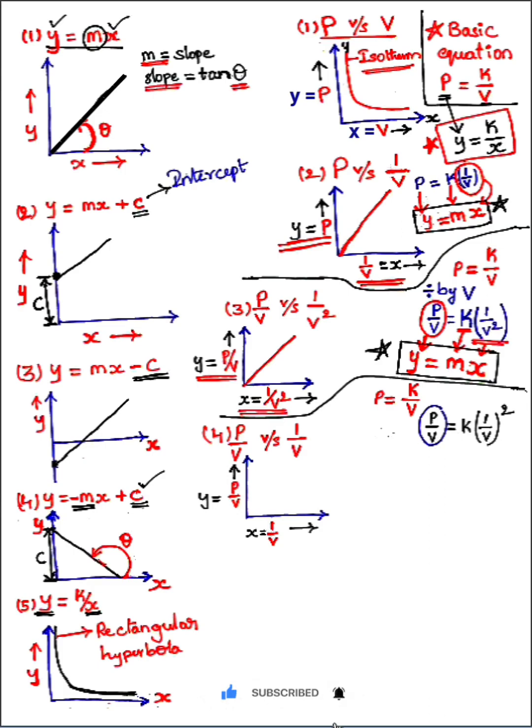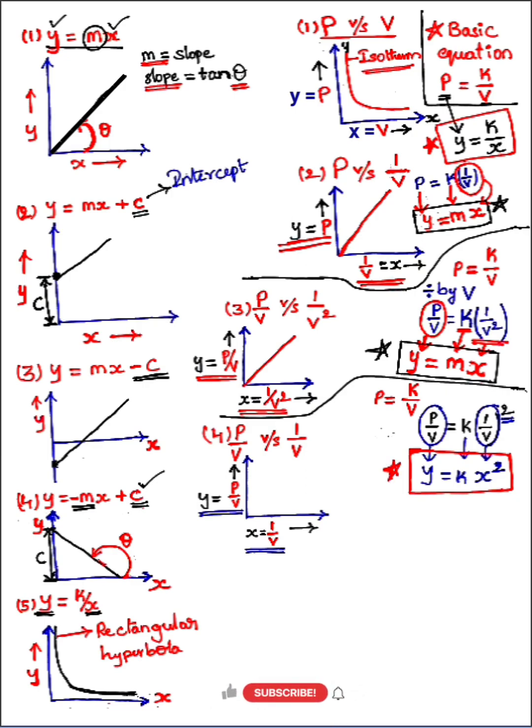Here, instead of p by v, I am taking y. And instead of 1 by v, that is 1 by v square, I am writing x square. So what is the equation that we got? I got y is equals to kx square. So for the equation y is equals to kx square, the nature of the curve is parabolic opening upwards. So this is going to be the nature of the curve between p by v versus 1 by v.